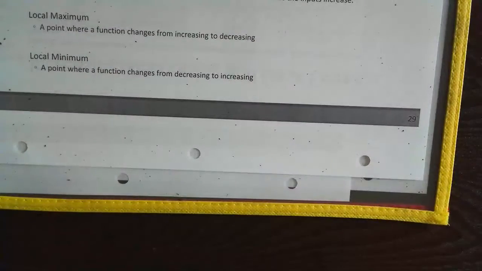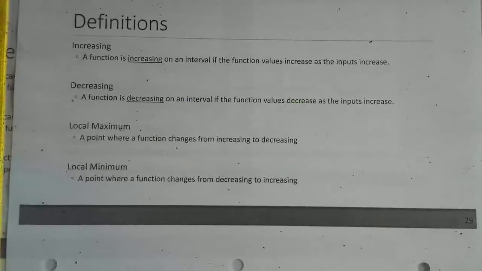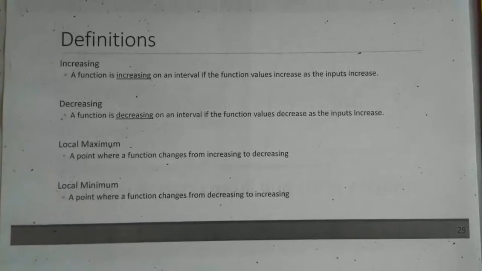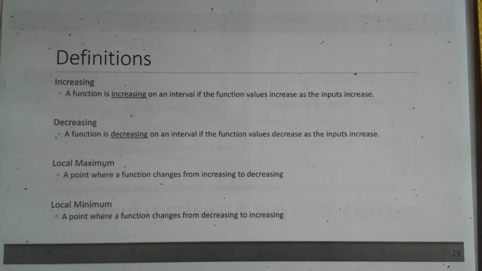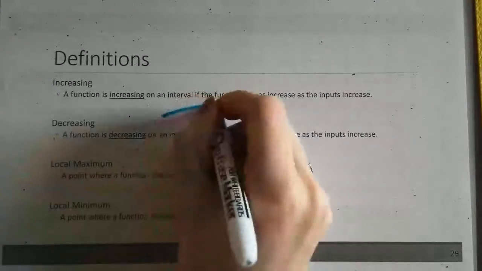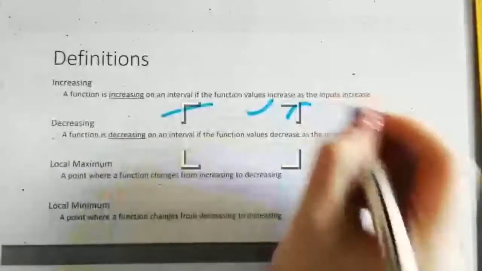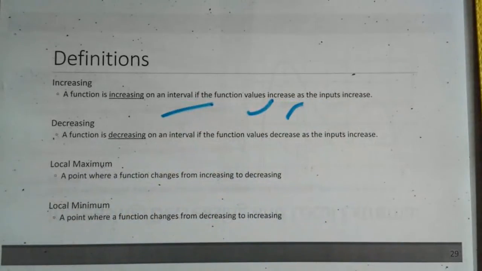Kind of bring stuff back on a little bit simpler level. Definitions. First up, we have increasing. A function is increasing on an interval if the function values increase as the inputs increase. We read graphs left to right like we read books. So increasing means going up. It could be increasing like this, like that, like that. As long as we are going upward, we are increasing.